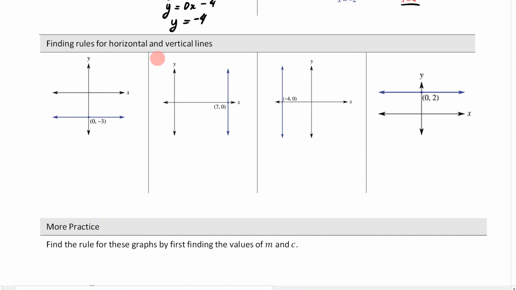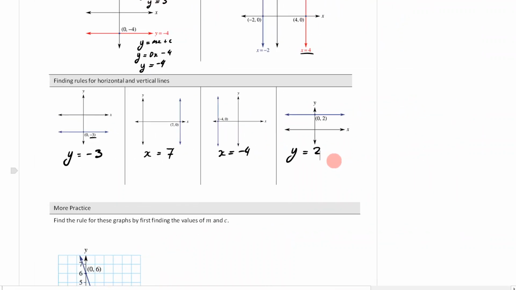It says find the rules for the following. So this is a horizontal line, so it's going to be y is equal to -3, just what it's going through. Here it's going to be x is equal to 7, because it's a vertical line going through 7. This is going to be x is equal to -4, because it's a vertical line going through -4. And this is going to be y is equal to 2, because it's a horizontal line going through 2. And that's all we really have to know there. So don't get too freaked out about that.